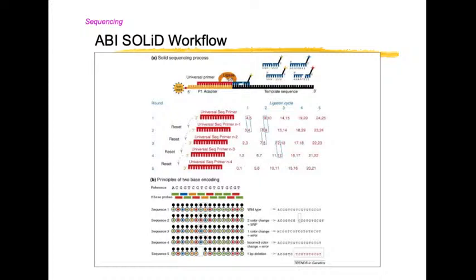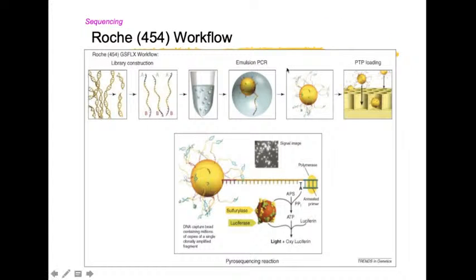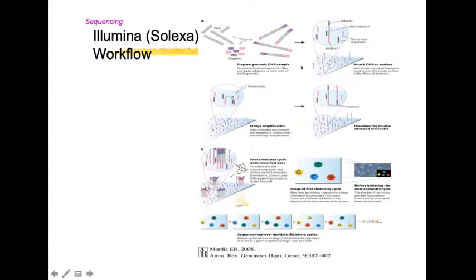So let's go through these. This is Roche. In the Roche, you have library construction with the A and B adapters like this, and they get attached. Then we add emulsion PCR, and to these emulsion PCR beads our DNA sequences are attached. Then a pyrosequencing reaction happens, which keeps giving luciferase reactions, and with each luciferase reaction there is light and oxyluciferin is released. With Illumina sequencing, the adapters play the role in this case. First we prepare the genomic DNA samples, then attach the DNA to the surface. Then you have bridge amplification and denature the double-stranded molecules. Then the first chemistry cycle determines the first base, and then the image comes in the next chemistry cycles like this.